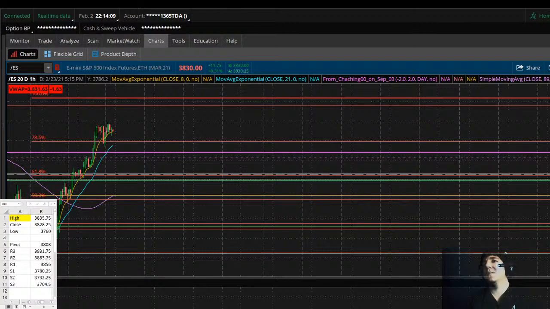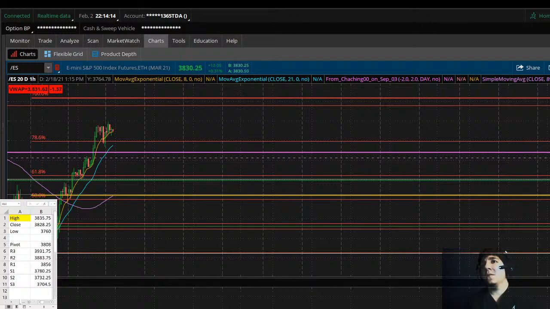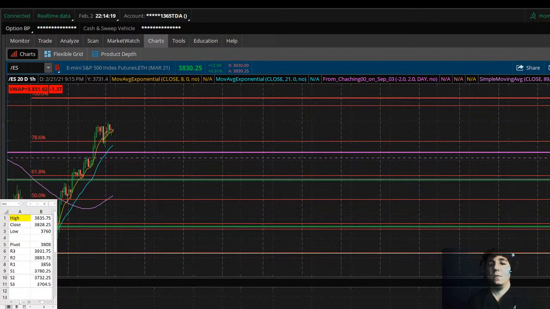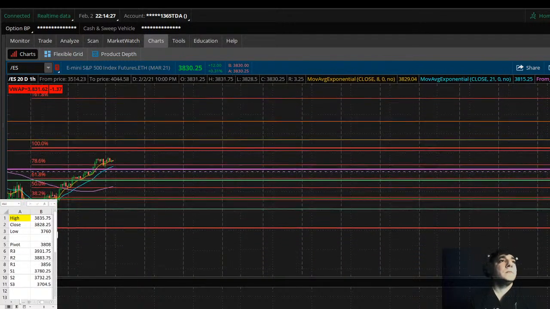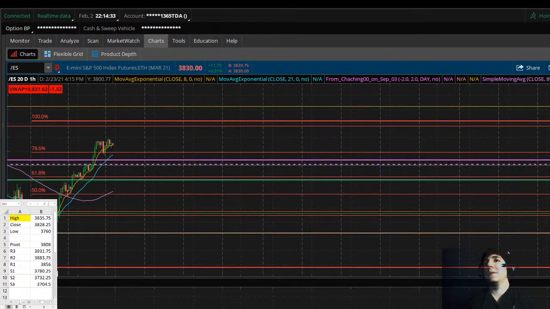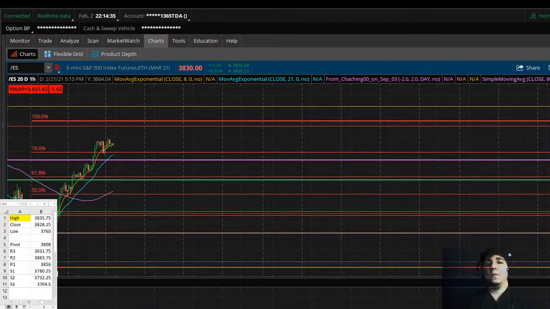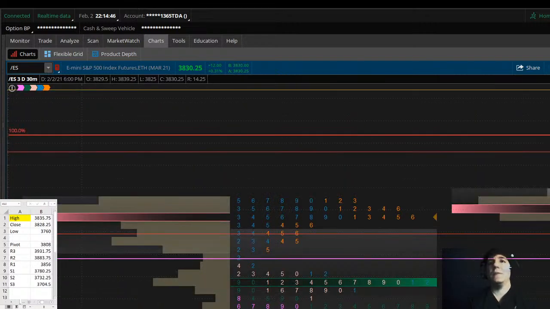Okay, we took out this POC, so we're going to delete that. Took out this one. Going to delete that. All right. There we go. Oh, this one's gone too. We don't need that one. So, I'm going to dive into the monkey bars, see where that value area is at.